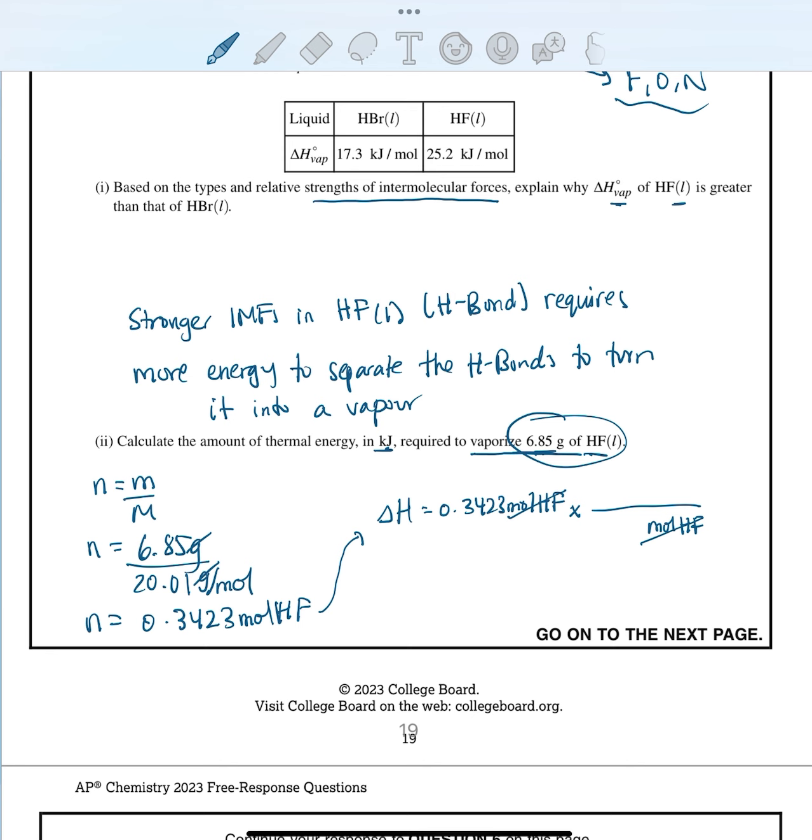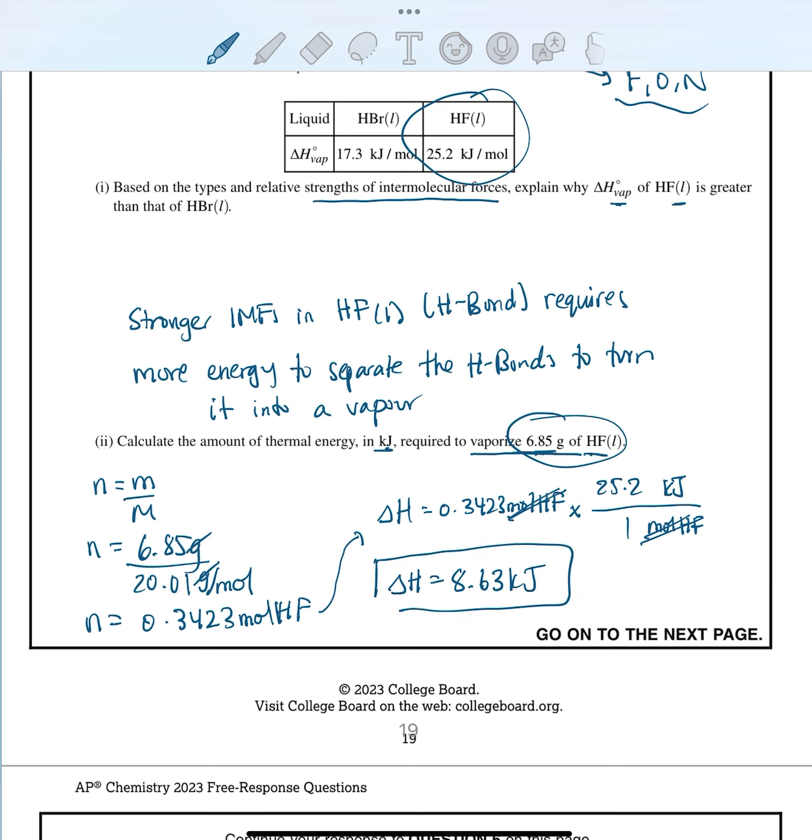I do want the kilojoules. And so what do I fill in my ratio? We need to go back up here. I know that for every 1 mole of HF, it takes 25.2 kilojoules of energy. Okay, so when I multiply this out, again, the moles will cancel out. I will get a delta H of 8.63 kilojoules positive. So that makes sense.